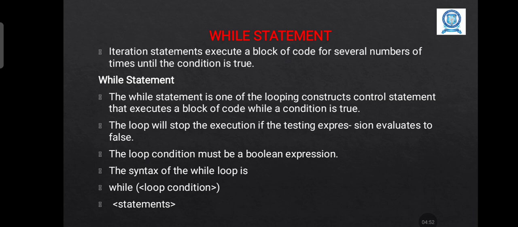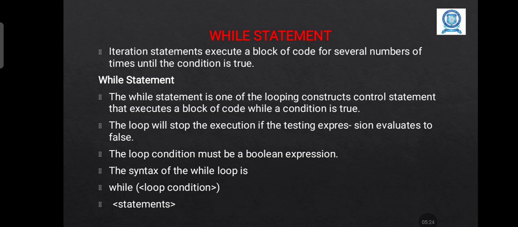Then iteration or looping statements. Java supports several looping statements like while loop, for loop, do while loop. Looping is used to execute a set of code or block of code repeatedly a number of times until the condition is true. The while statement is one of the main looping control statements, which executes a block of code while a condition is true.